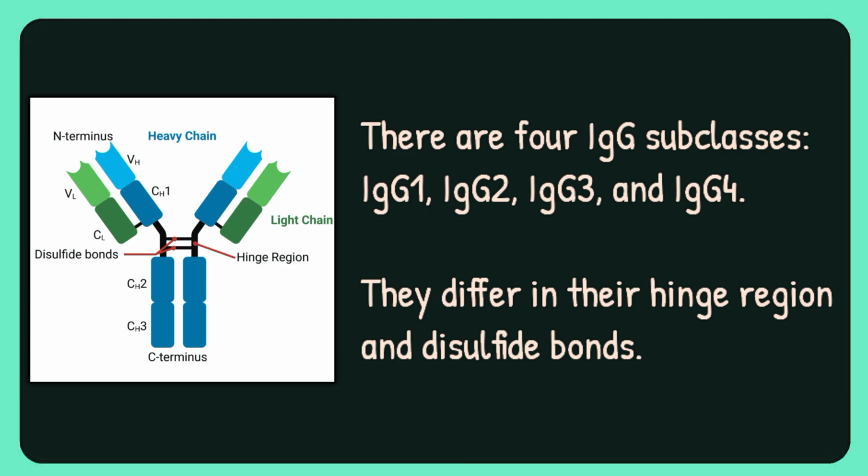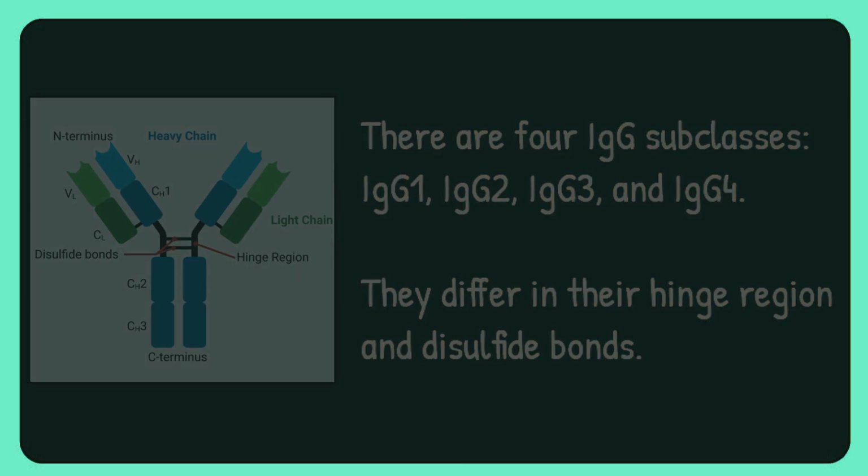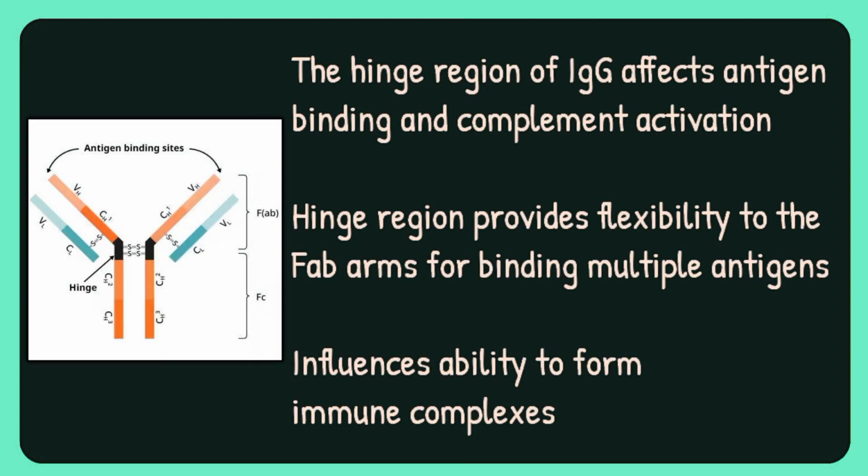IgG has 4 subclasses: IgG1, IgG2, IgG3, and IgG4. They mainly differ in their hinge regions and disulfide bonds, which slightly change how they function in the immune response. The hinge region of IgG is like a flexible joint. It lets the Fab arms move to bind multiple antigens, and also affects how well IgG can activate complement and form immune complexes.